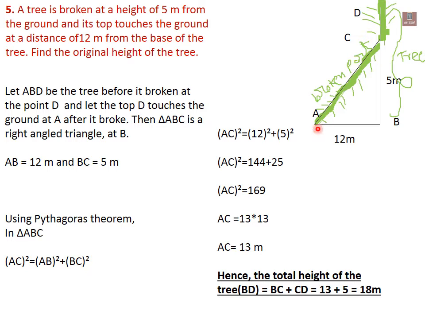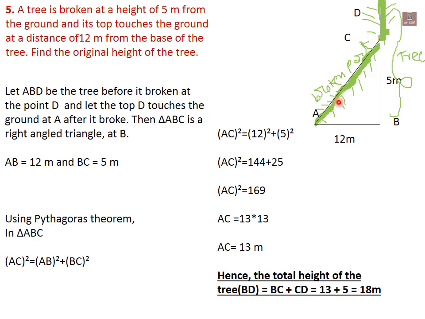So what does the Pythagoras theorem say? This is AC. AC square is equal to 12 square plus 5 square. Hypotenuse square is equal to 12 square plus 5 square. 12 square means 12 into 12, which is equal to 144. 5 square means 5 into 5 is equal to 25. So 144 plus 25 is 169. And 169, how can it be written as a square? 13 square, 13 into 13 is 169. So AC is equal to 13 meters.